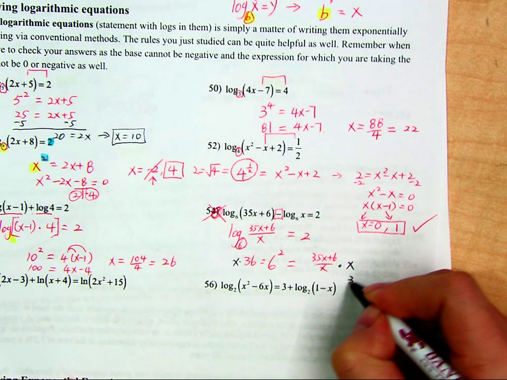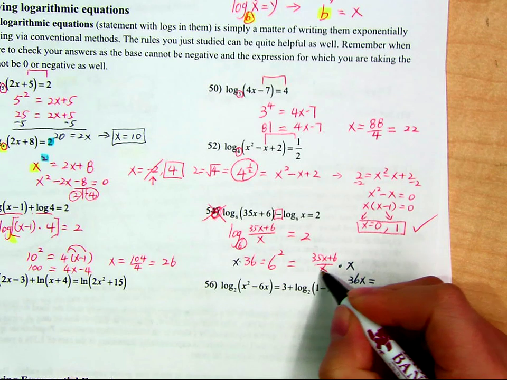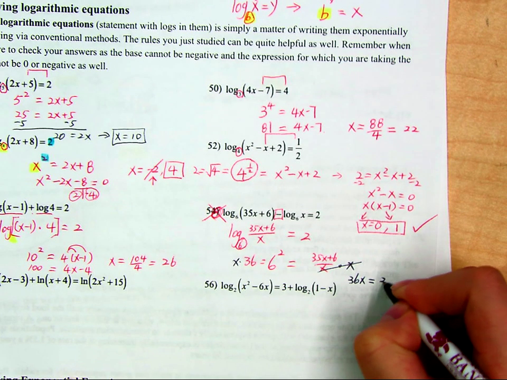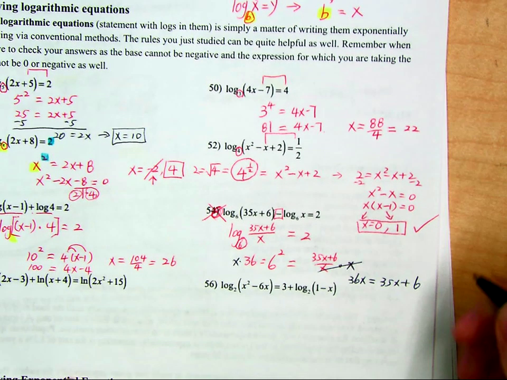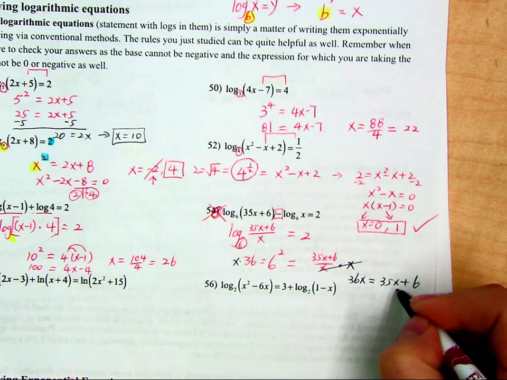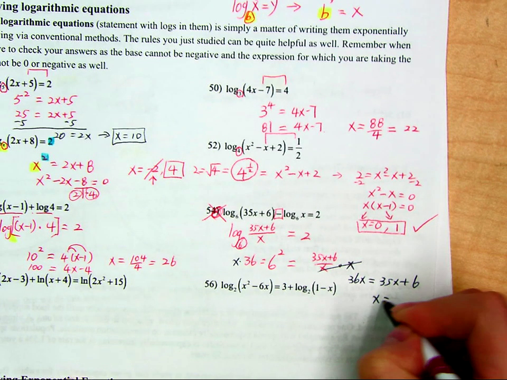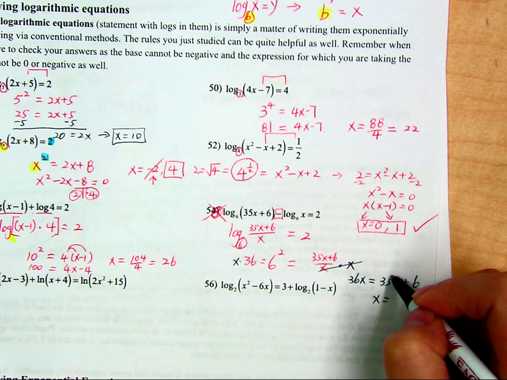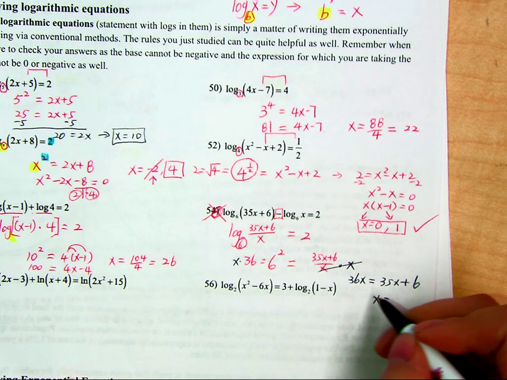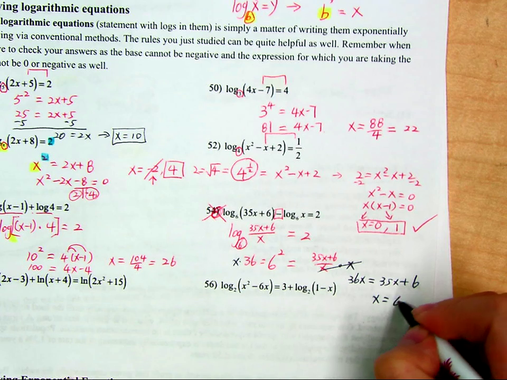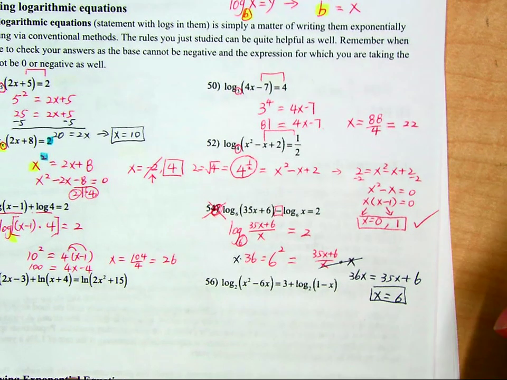So we have 36x equal to, and on this side they will cancel. We only have 35x plus 6 left. That would be easier to solve. Oh no, we move the 35x to this side and then get x by itself. So x will be 6, and that's it. That's how I solve the 54.